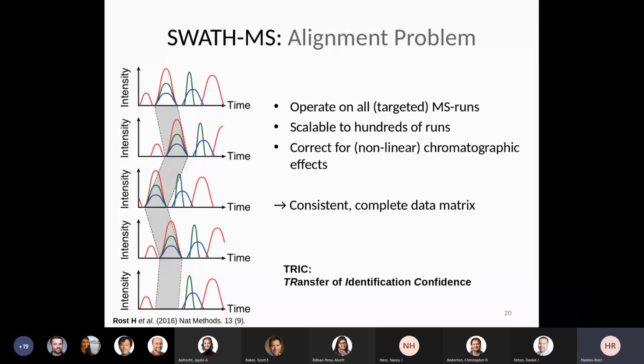And so our first crack at this problem was an algorithm called TRIC, which basically stands for Transfer of Identification Confidence, and models the behavior of a human eye that would look at a series of chromatograms and check individual peaks and say, well, these are probably the peaks that correspond to each other. And we would use confidence in one of these peaks and transfer that confidence in the peak in the run to which it was aligned.